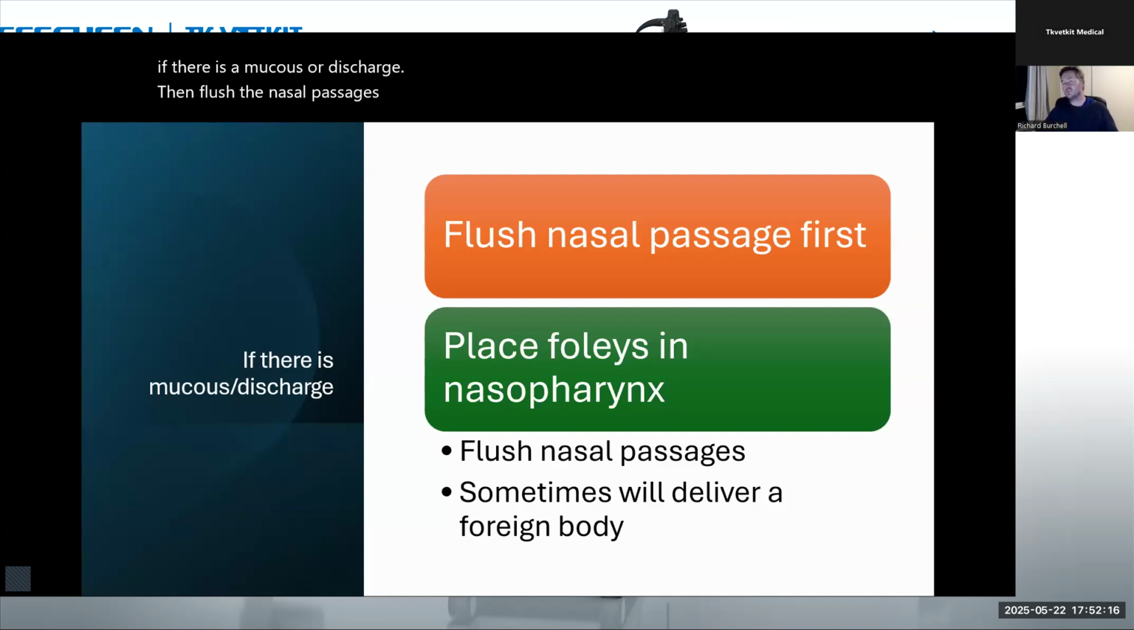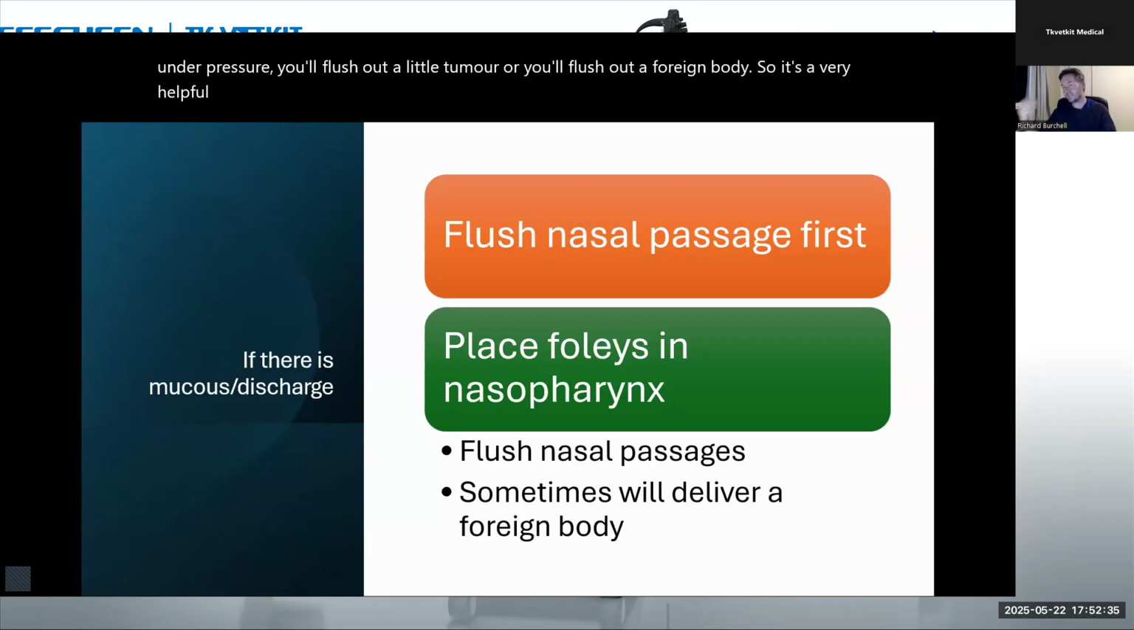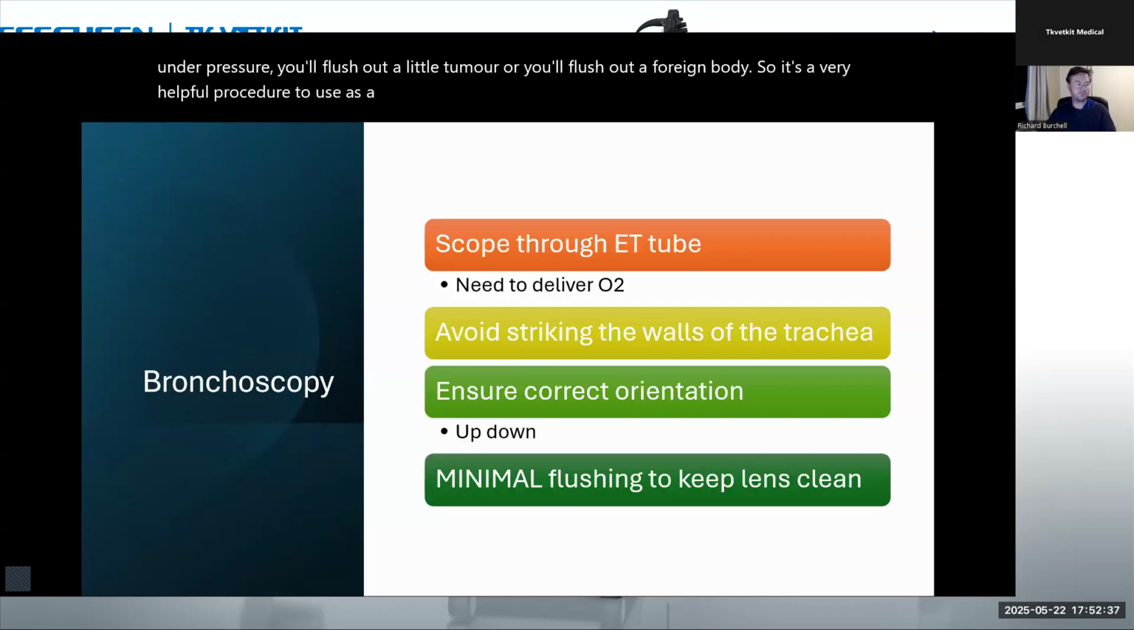The other thing that you can sometimes do is place a Foley catheter into the nasopharynx and then flush the nostrils out and give it a good flush so that your nasal passages are nice and clean. Sometimes if you do that under pressure, you'll flush out a little tumor or a foreign body. So it's a very helpful procedure to use as a companion with rhinoscopy.